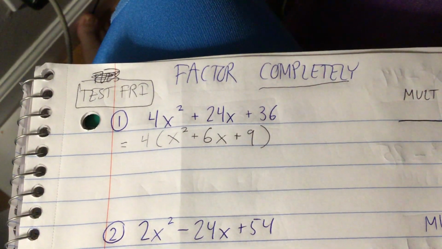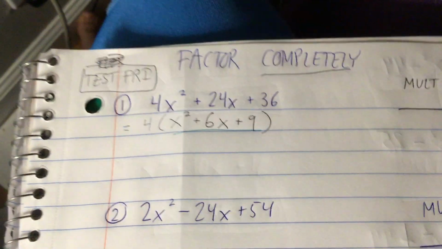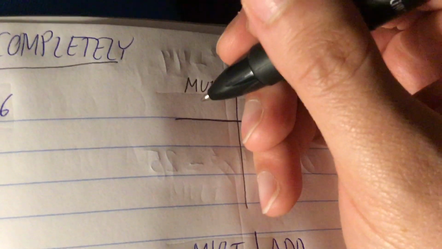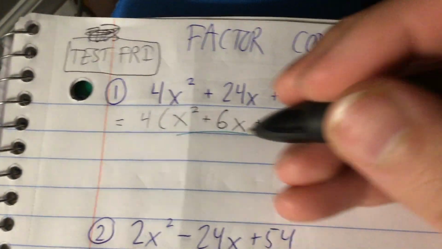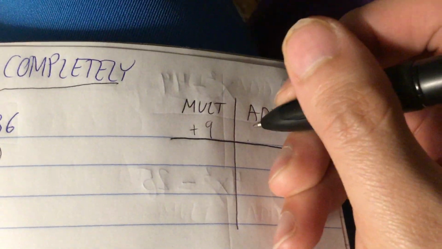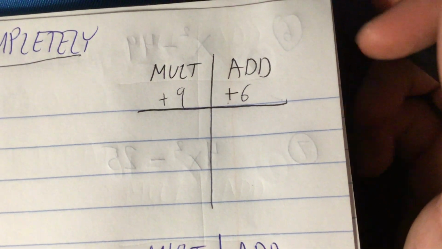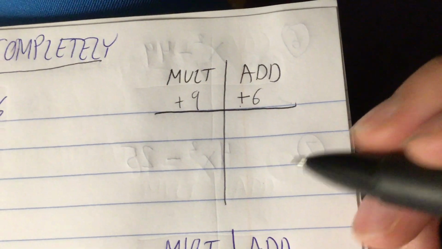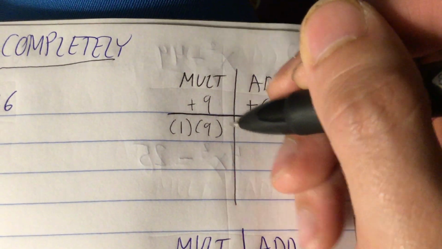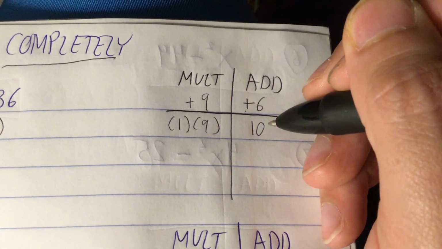So I'm looking to factor this individual part now. So factor and factor until you can't factor anymore. So I'm looking for two numbers that multiply to positive 9 and add to positive 6. So in particular, what does this tell me about the combination? Has to be a positive times positive. So let's get right to it. 1 and 9. 1 times 9 is 9. 1 plus 9 is 10.